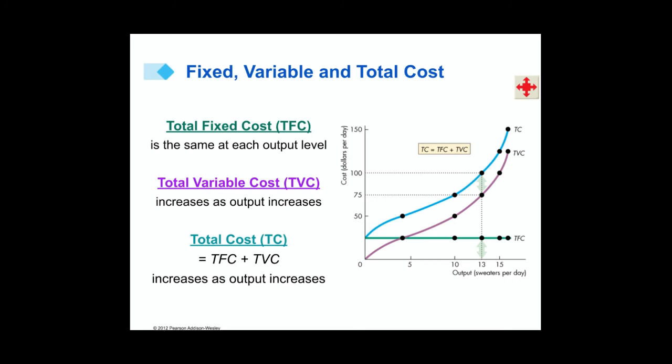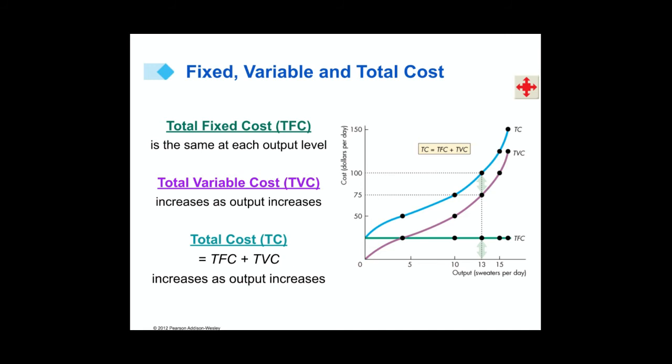Now we can look at costs. We're going to look at fixed, variable, and total costs. So the total fixed costs are the green line. Regardless of what our output is, that number doesn't really change.